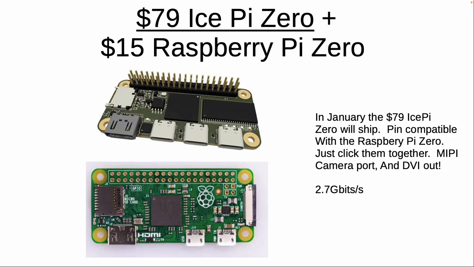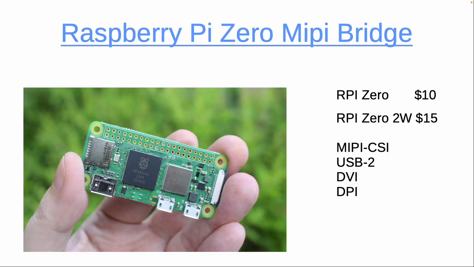In January, the IcePi Zero is coming out, and that has the Raspberry Pi form factor, so you can just plug a Raspberry Pi Zero into that. That's got a MIPI hardcore and does the transfer between the two. Of course, these parallel interfaces are limited to like 90 or 100 megahertz, and so that'll give you 1.5 gigabits per second at 60 frames per second. So that's using this Raspberry Pi Zero for $10 or $15 as the bridge.